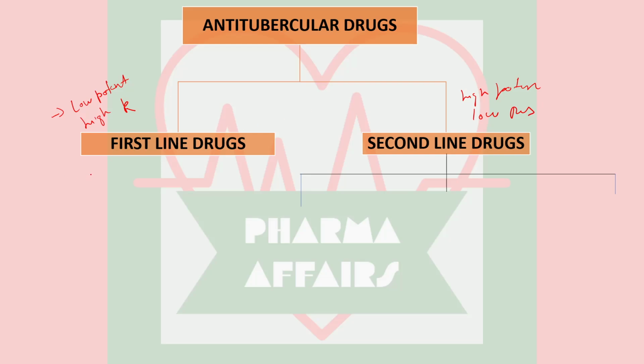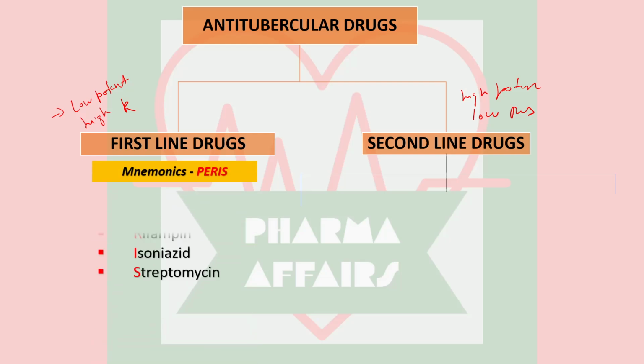Now, for remembering the first-line drugs, we have a mnemonic, PERIS. Here, P stands for pyrazinamide, E ethambutol, R rifampin, I isoniazid, S streptomycin.